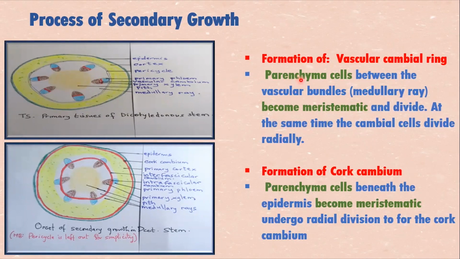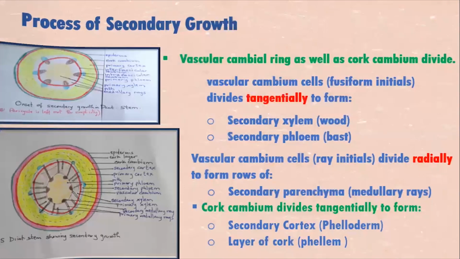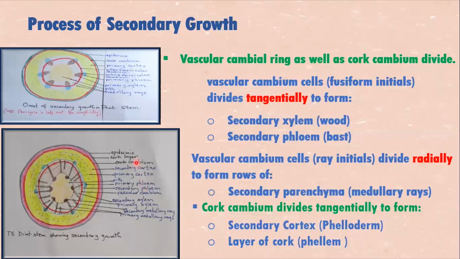Vascular cambium forms, and also the cork cambium forms. The cork cambium forms as parenchyma cells beneath the epidermis become meristematic, divide radially, and form the cork cambium, also known as phellogen. So that is how these cambial rings form. Now, let's see what happens after the cambial rings have been formed.